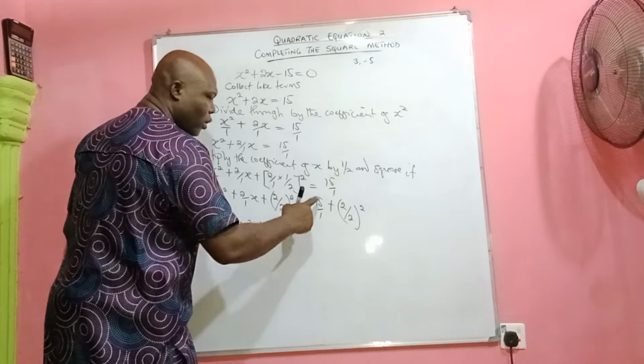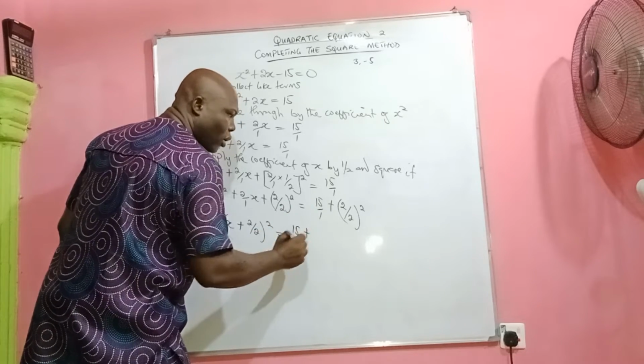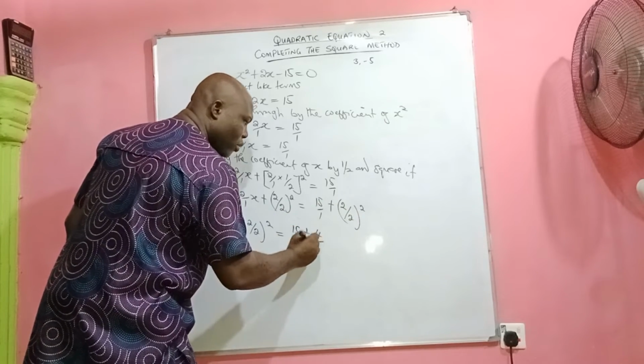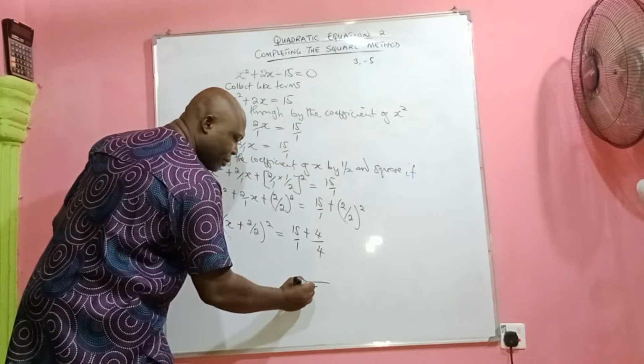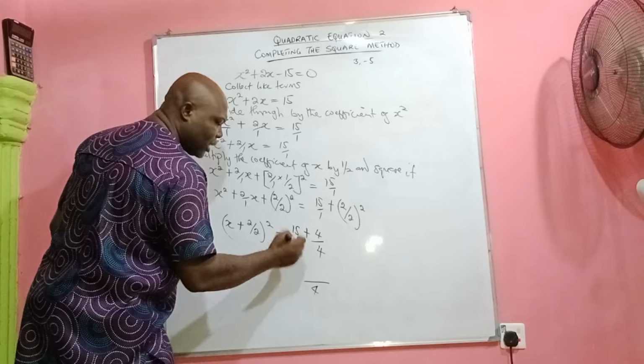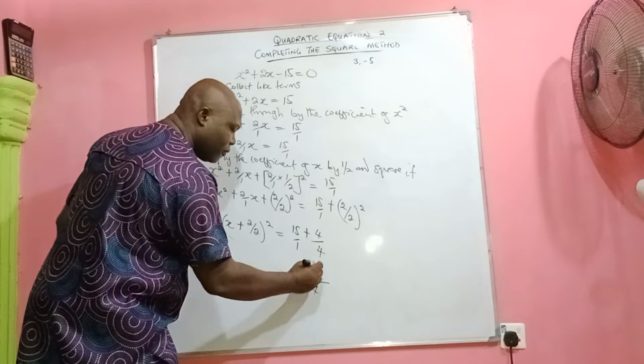So this will be equals to 15 over 1 plus 2 squared, which is 4, over 2 squared, which is 4. So we find the LCM, which is 4. 1 into 4 is 4, 4 times 15 is 60, plus 4 into 4 is 1, 1 times 4 is 4.